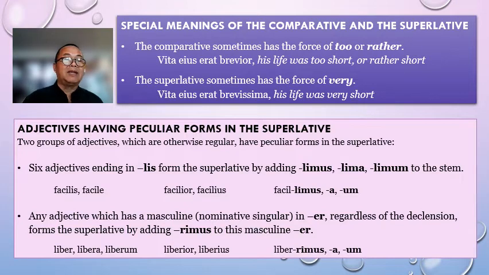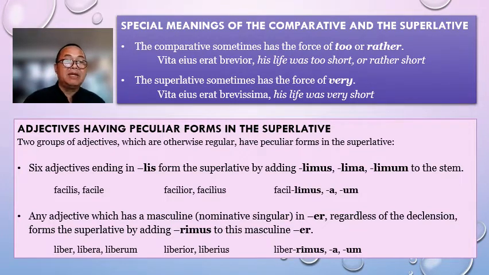Example, liber, libera, liberum. So comparative degree, liberior, liberius, regular. But for the superlative degree, you do not say liberissimus, liberissima, liberissimum. No. You say liberrimus, liberrima, liberrimum. So that is an example of an adjective whose masculine singular nominative ends in er.